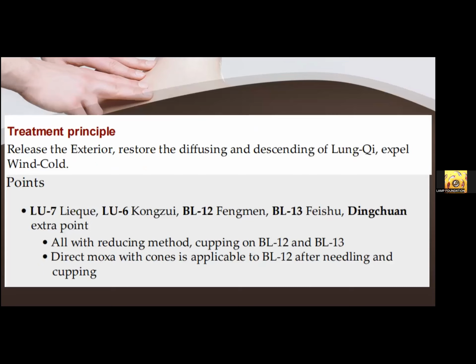Treatment principle: release exterior, restore diffusing and descending of lung chi, expel wind cold. Points: lung 7, lung 6, bladder 12, bladder 13, and Ding Chuan, an extra point. These are all reduced with cupping on bladder 12 and bladder 13. Direct moxa with cones applicable to bladder 12 after needling and cupping.